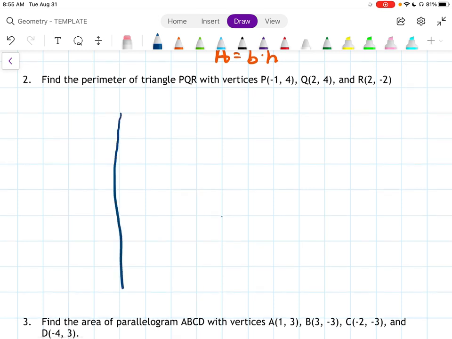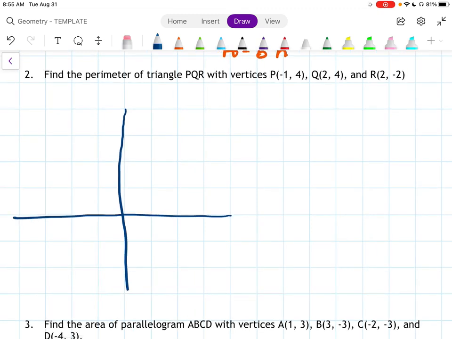Sometimes these are a lot easier if you go ahead and graph them. So that's what I'm going to go ahead and do. P is at -1, 4. Q is at 2, 4. And then R is at 2, -2. So we're finding the perimeter of this triangle.